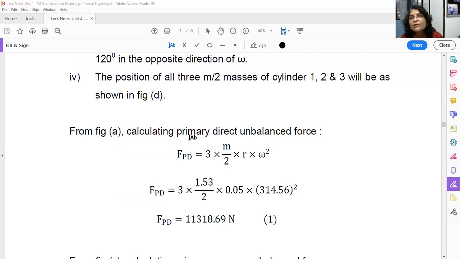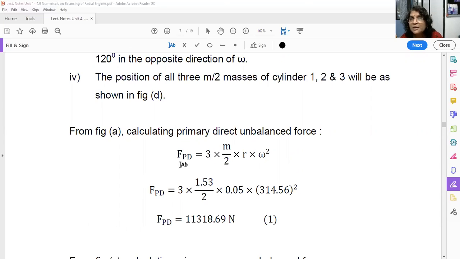So, first calculating the primary direct unbalanced force. Okay. What is your unbalanced primary force magnitude? You know, it is Mr omega square. But here for the primary crank, there is only m by 2, no? Every mass we have made half and half. So, all 3 masses are gathered together. So, 3 is for all 3 masses. Every mass is m by 2 and r omega square.